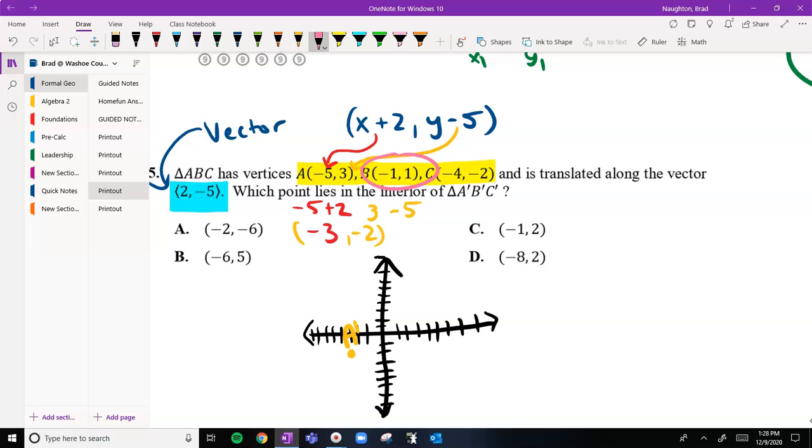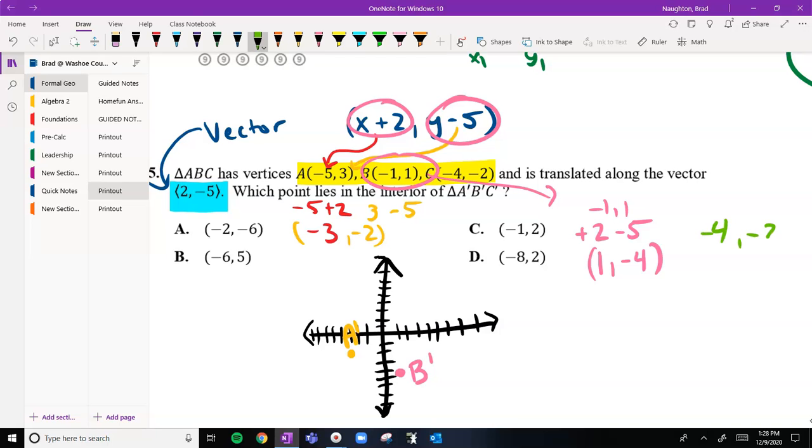Now let's do B here. So negative 1, 1. We're going to do plus 2, minus 5, because that's my transformation. So I'm going to get 1 and then negative 4. That's my B prime. So 1, negative 1, 2, 3, 4. B prime.